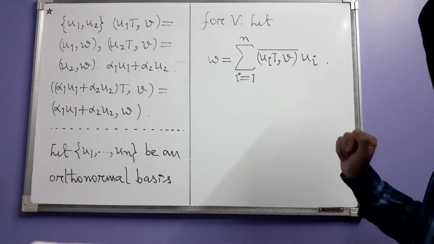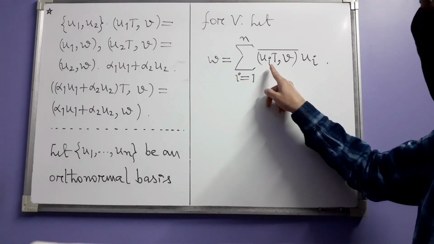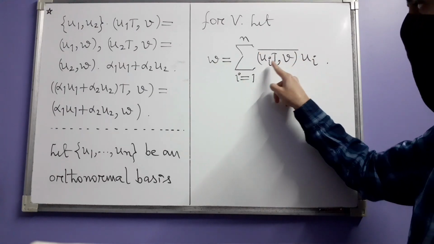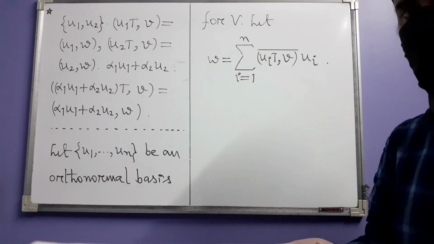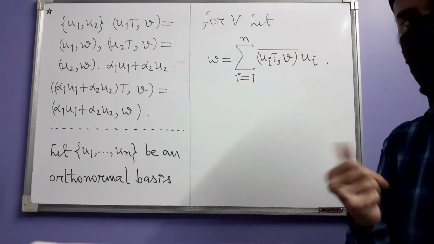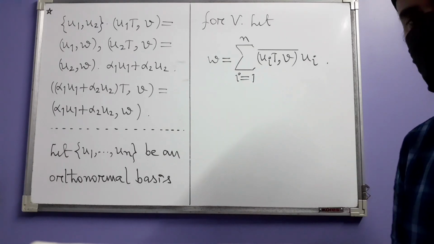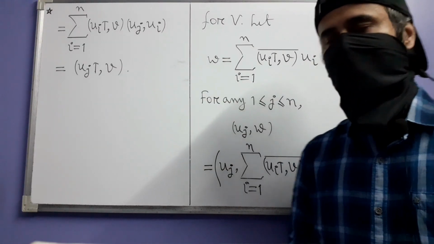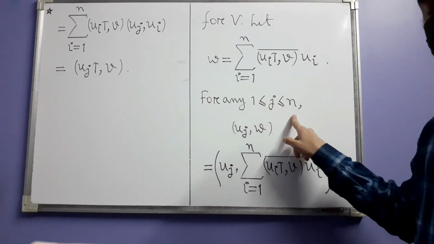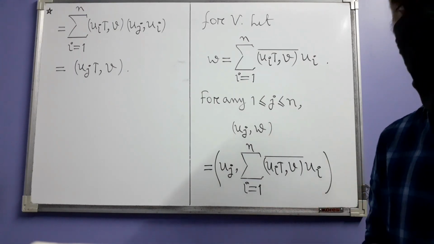Now this is the W that we are proposing. This linear combination of these basis vectors Ui, where the coefficient of Ui is the complex conjugate of the inner product of UiT and V. V is our chosen V, and Ui of course is one of the basis vectors. Now will this W work? Let us see. Next we choose an integer j between 1 and n in this manner. That means j can be 1, it can be n, or it can be any integer in between.